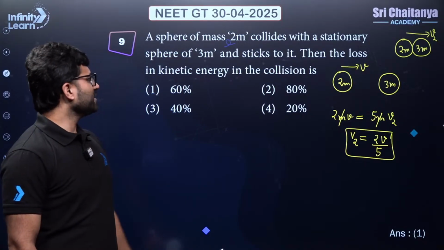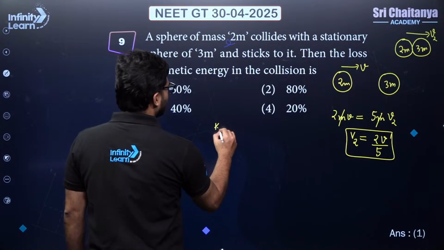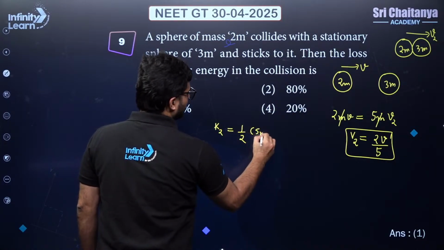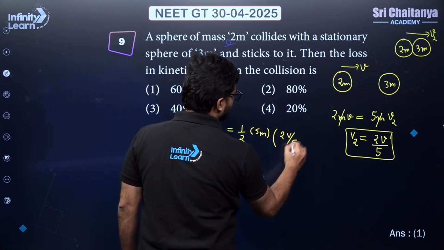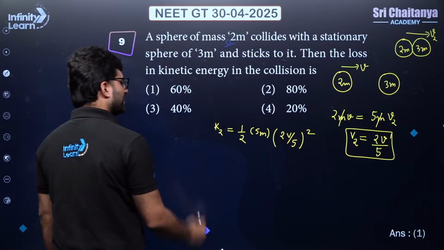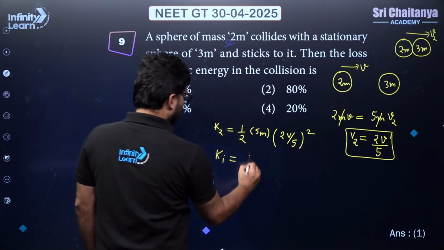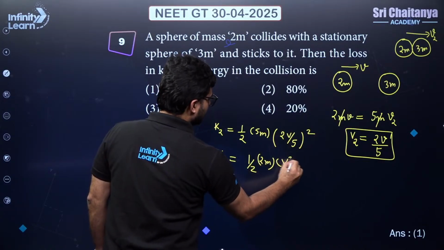Now, what they are asking, the loss in the kinetic energy, is very, very simple. You can calculate the final kinetic energy, that is equal to half, what is the total mass, which is 5m, into the final velocity. What is the final velocity? 2v by 5, whole square. This is my final kinetic energy. What is my initial kinetic energy? That would be half 2m into v square.